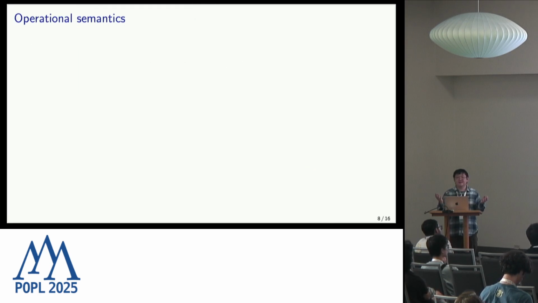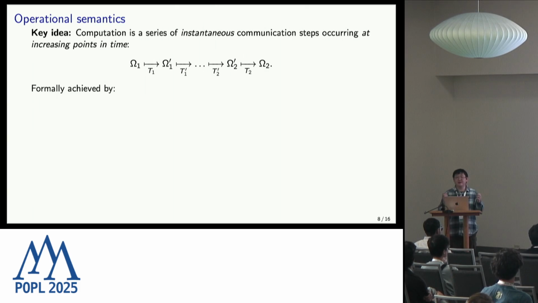We do have a type system, but we don't have to. I think the core of the talk is logical relation. So let us go into semantics directly. We set up the semantic system using operational semantics. And the key idea here is you want to think about the execution of the system as a sequence of instantaneous communication steps happening at increasing time. So each of these steps happens at T1, T1 prime, T2, T2 prime. These are all instantaneous, but the times they happen are increasing.